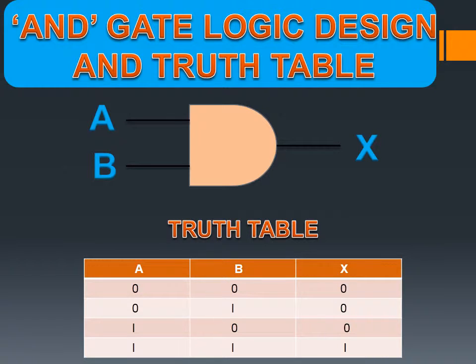Now when A is negative and B is positive, you're still getting negative. When A is positive and B is negative, you're still getting negative. The last one here, A is positive, B is positive. That is only when, and only when, you can get a positive in an AND gate.